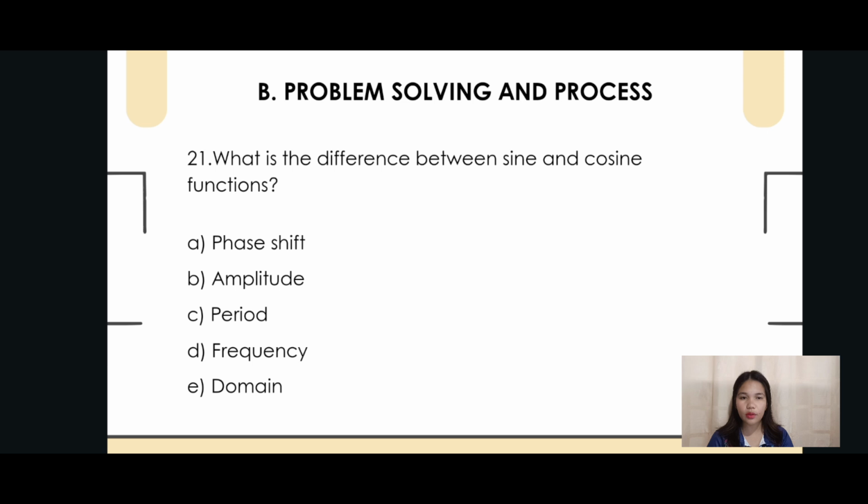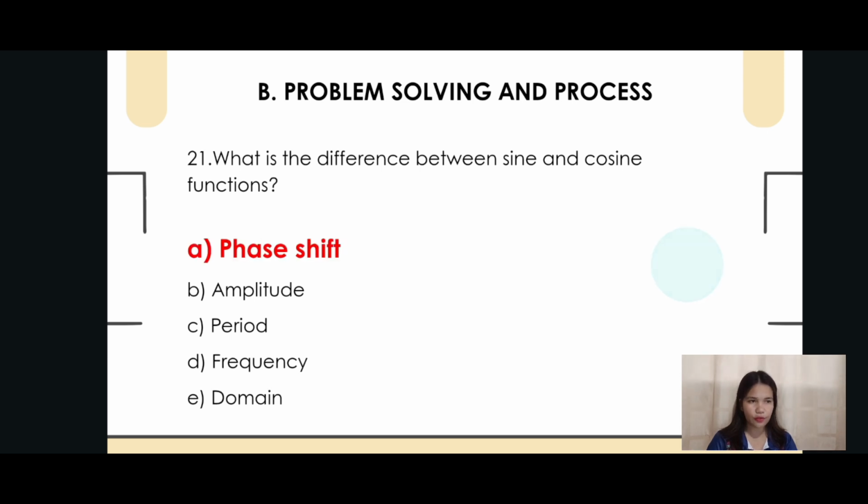For number 21, what is the difference between sine and cosine functions? Is it A, phase shift, B, amplitude, C, period, D, frequency, or E, domain? So, the sine and cosine functions are very similar, but they differ in their, of course, phase shift. Why? Okay, let's explain. The graph of the cosine function y equals cosine x starts at its maximum value when x equals 0, while the graph of the sine function y equals sine x starts at 0 when x equals 0.